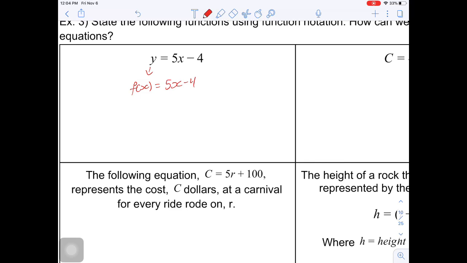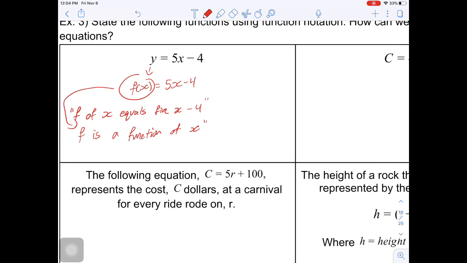So how do I read this? I read this as f of x equals 5x minus 4. Another way to read this is understanding f is a function of x. And it is a function because we plug in x values here and it changes what f is. Something to always understand: you can always say f of x equals y. These are interchangeable.